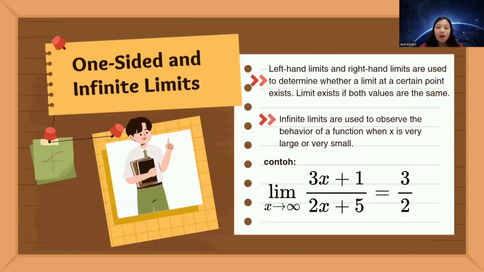Next, we will study one-sided limits and infinite limits. A one-sided limit means we observe the function from the left side or the right side. A limit exists only if both sides have the same value. Infinite limits are used when x becomes very large or very small. As x becomes larger and larger, the value of a function may approach a certain number.